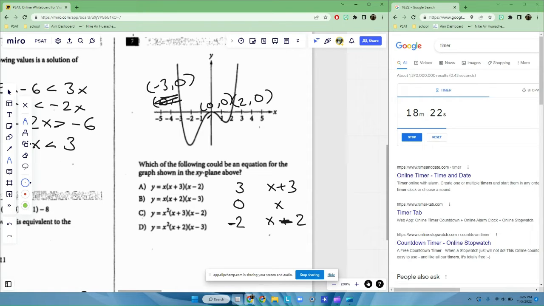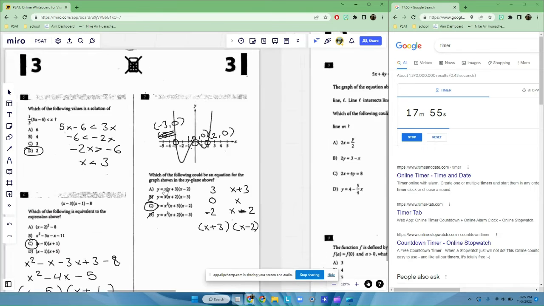Once you have all these, we know that this is even because it lies at the origin. This is odd because of the x-intercepts, both of these. So because of that, we know there will be an x squared. And when we're factoring this, we will get an x plus 3, x minus 2, and we can eliminate D and B from that. And since they're even and odd, our answer will be C.